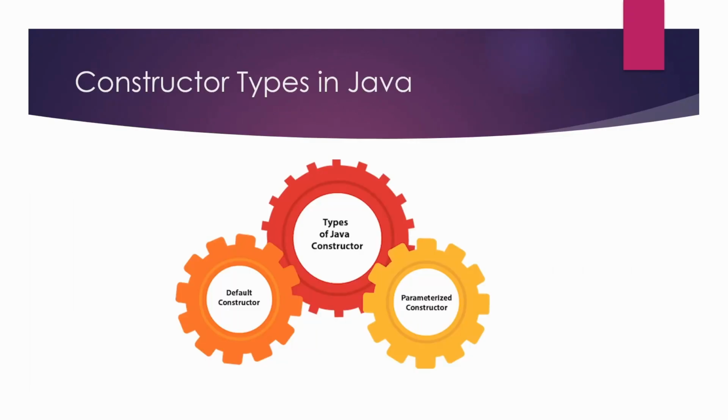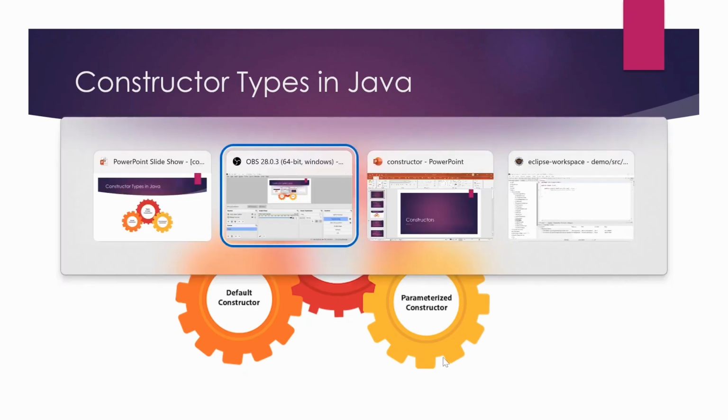What are the types of constructors in Java? So there is something called a default constructor and there is a parameterized constructor. But before I go on explaining about the types, let's see the code view of a constructor.